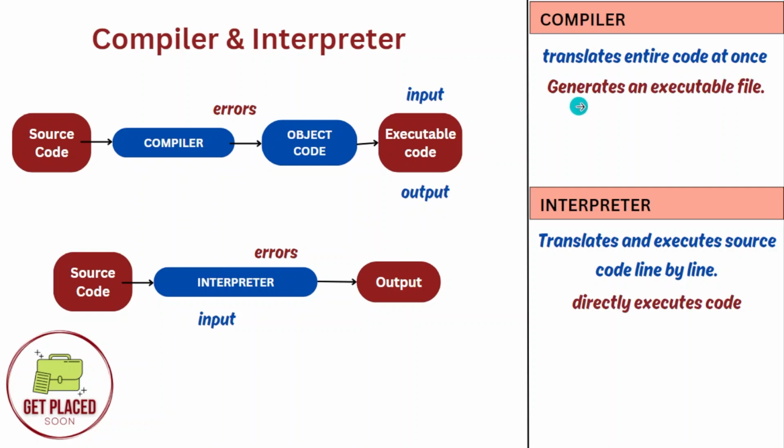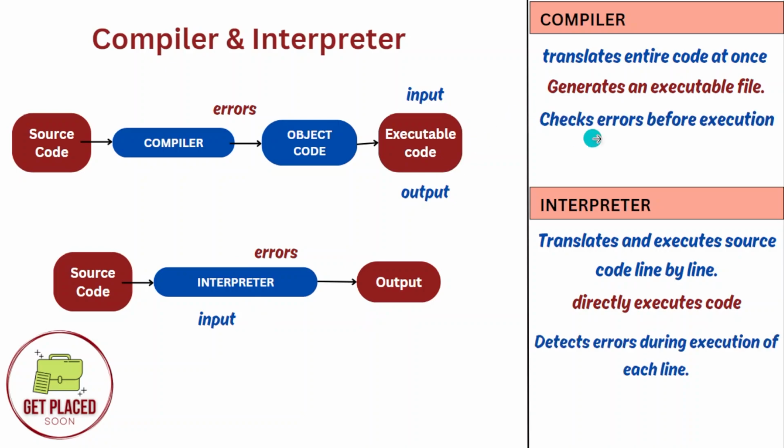Next, compiler generates an executable file, a single executable file. So whenever you want to run the code, you just need to execute this file. No need to go through the compilation process again and again if the source code is same. Okay, but interpreter, it is not like that. It does not generate any executable file. It directly executes the code. So however many times you want to run the code, you have to go through the process of translation and then execution every single time.